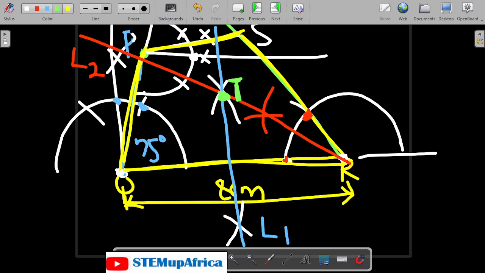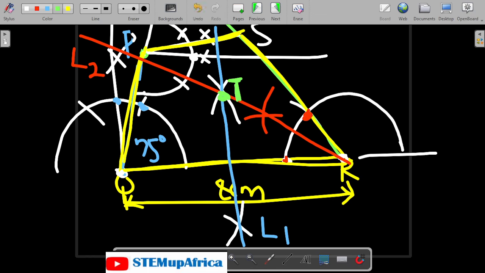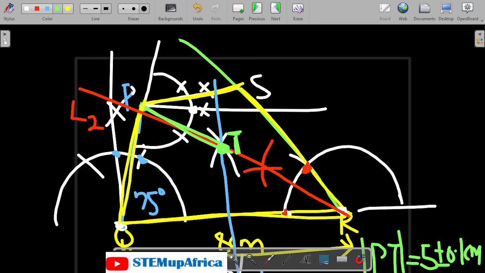Then if you're asked to measure PT, to measure PT you have to measure from here to here using your ruler. So I don't know what that could be, but you must put whatever you have plus minus 0.1 centimeter. You must put a tolerance. Then as you have 5, it will be 5 plus minus 0.1 cm as line PT. So this is the solution to question 7. If you have the instruments, you can use it to fix it.